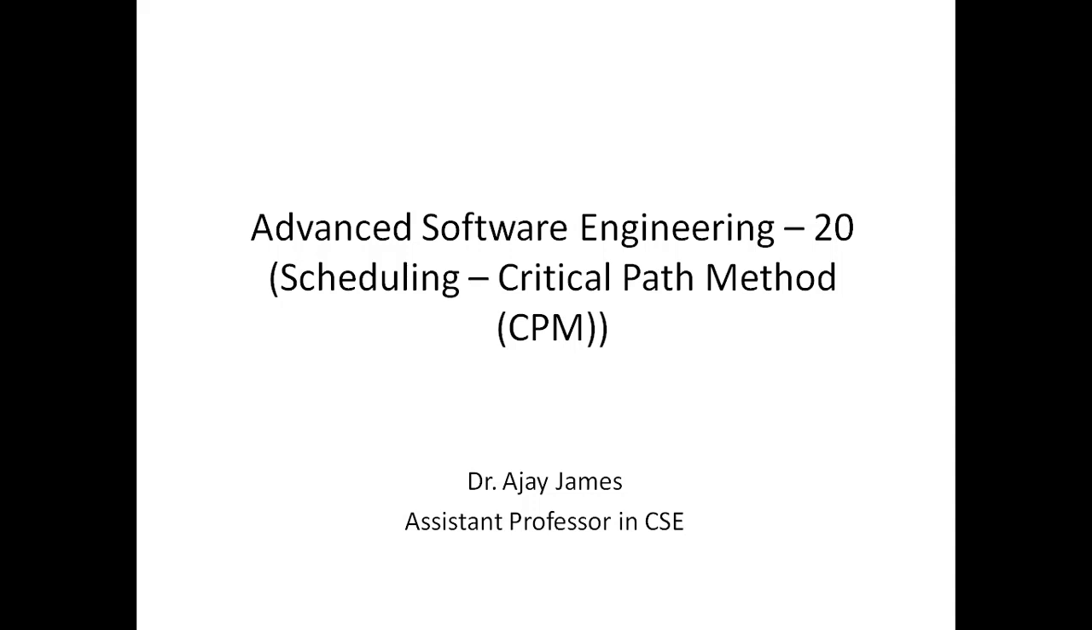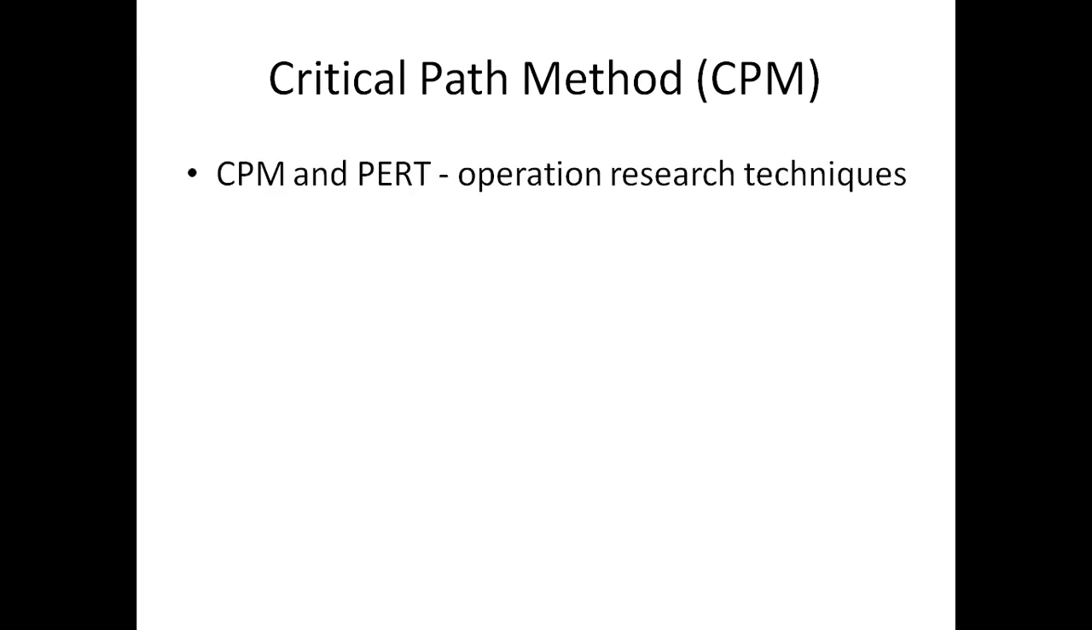So in this lecture we will see about the critical path method. In the previous lecture we started scheduling, and in scheduling we have seen the work breakdown structure and also the activity on network structure. After completion of the activity on network, the next step is to draw the critical path method. CPM and PERT are actually operations research techniques that were developed in the late 1950s.